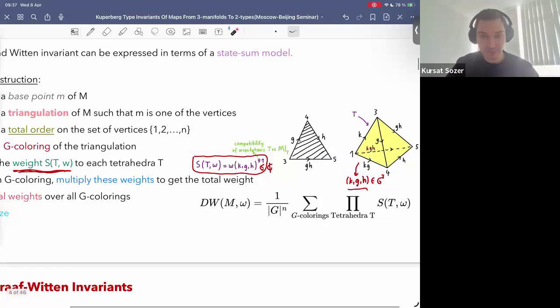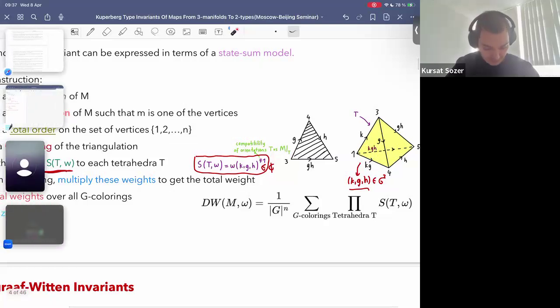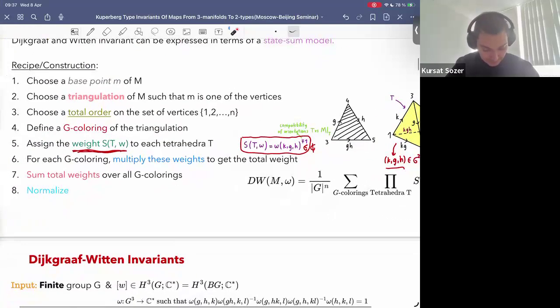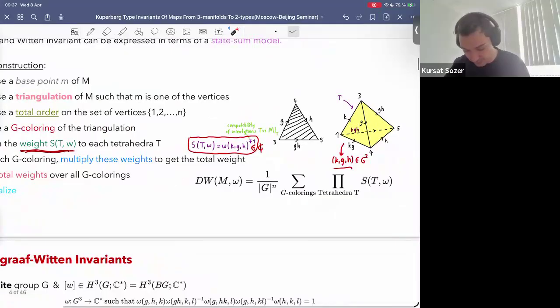So for each tetrahedron, we do this. There are only finitely many tetrahedra. And then, as the next step, we multiply these weights over all tetrahedra. For each tetrahedron, we assign a weight, and this weight is an element of the complex numbers. Since there are finitely many tetrahedra, we multiply these complex numbers. And for each G coloring, we get a number.